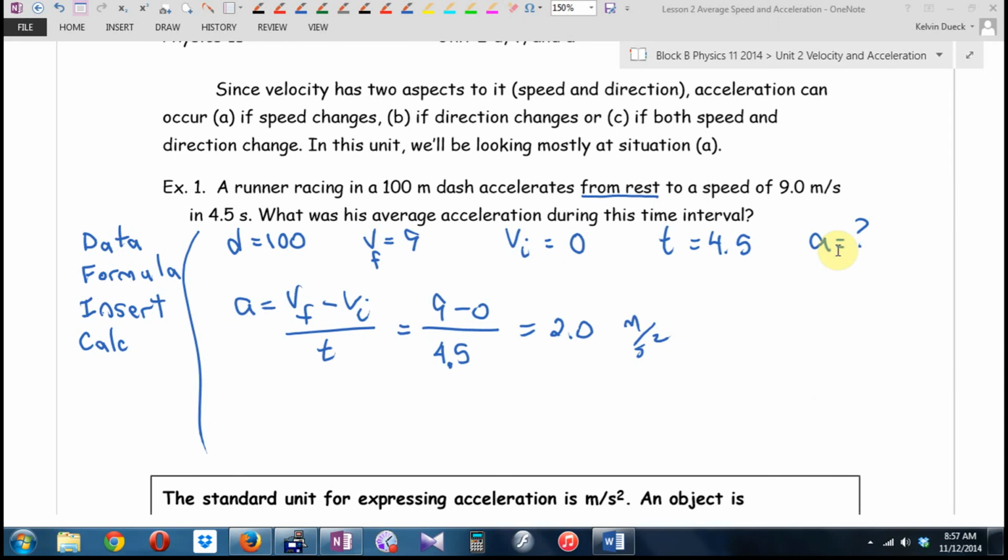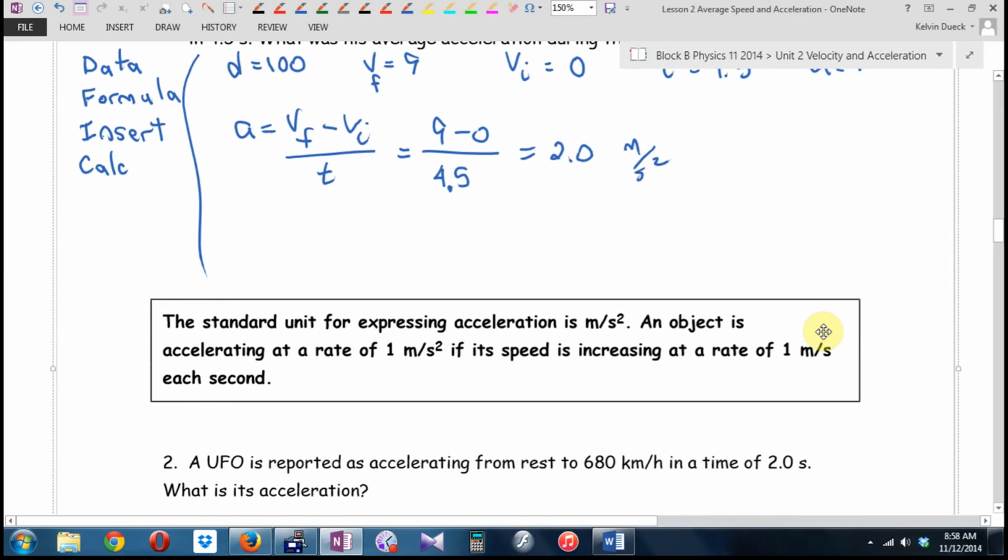What that means is every second your speed is increasing by 2 meters per second. The standard unit for expressing acceleration is meters per second squared. So an object accelerating at a rate of 1 meter per second squared is accelerating at that rate if its speed is increasing by 1 meter per second every second.